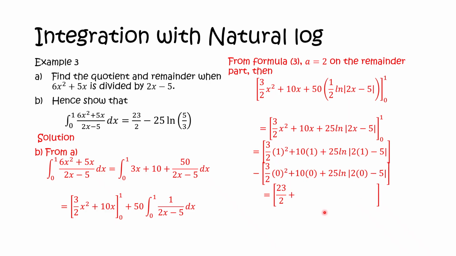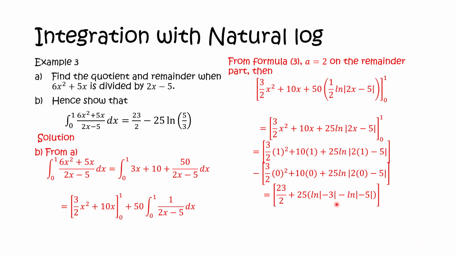Then with this, simplifying further, we would have 23 over 2 plus 25 times the natural log of the absolute value of negative 3 minus the natural log of the absolute value of negative 5. Now take a look at the issue we spoke about earlier on. If we try to evaluate the natural log for negative values, we would get an error or something that is undefined. So to avoid that, we introduce the modulus function, or what is known as the absolute value function.